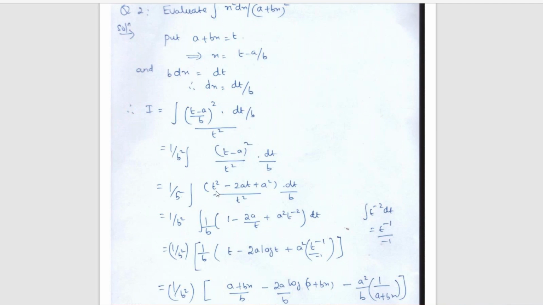Now divide each and every term inside the bracket by t square. t square by t square is 1. The first term is 1. The second term is minus 2at; if we divide 2at by t square, then you will be getting 2a by t, since t by t square is 1 by t. The last term is a square by t square. It can be written as a square t to the power minus 2. t to the power minus 2 dt.